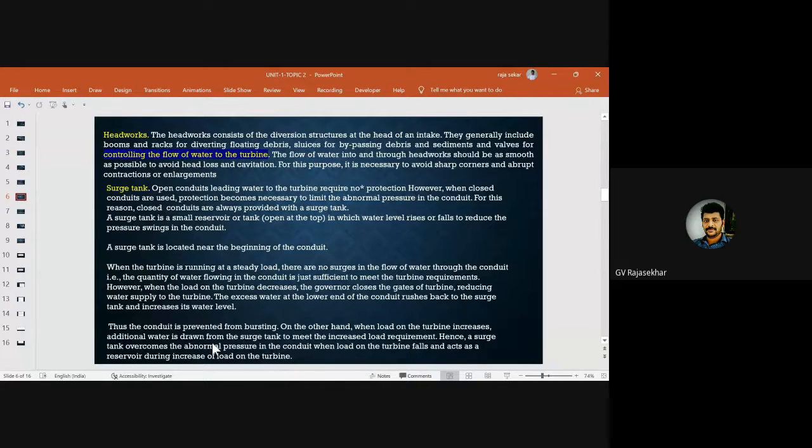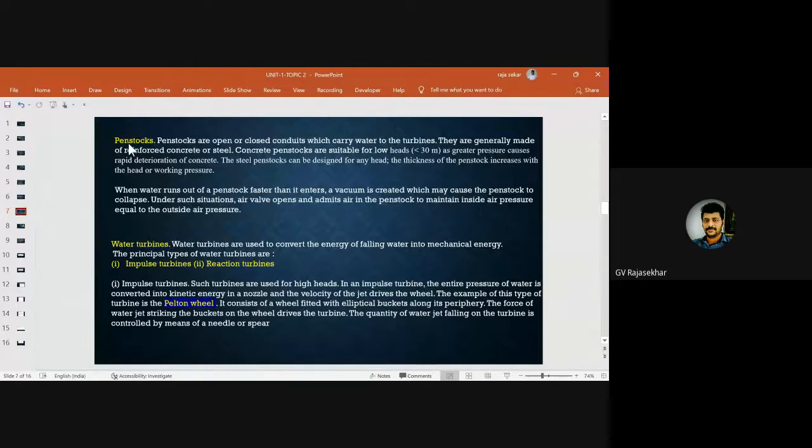When the load on the generator increases, what will happen? The speed decreases. The speed of the turbine or the speed of the alternator decreases. Hence, it reduces the speed of the turbine. So, in order to make the turbine rotate at its original speed, additional water is required, which is supplied from the surge tank.